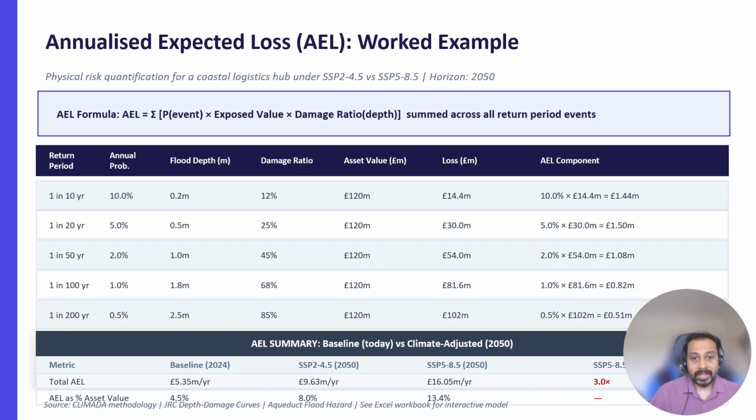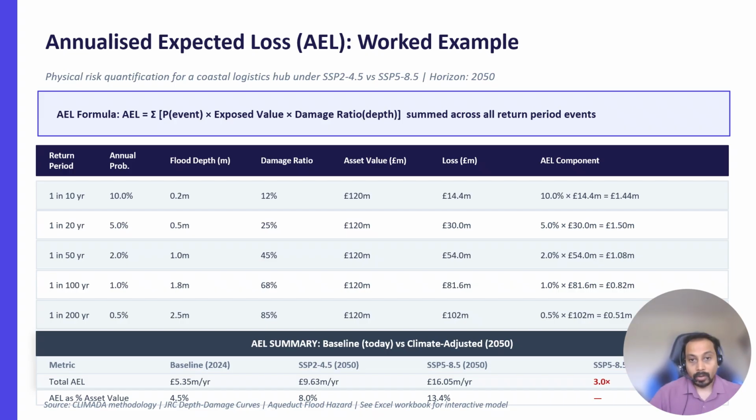The AEL, which is annualized expected loss, works by summing loss across the 6 return period events, from a 1 in 10-year flood to a 1 in 500-year event. For each return period, we know the annual probability. A 1 in 10-year event has 10% annual probability, and we know the flood depth at these locations from the hazard maps. So using depth damage curves, we convert flood depth to damage ratio.